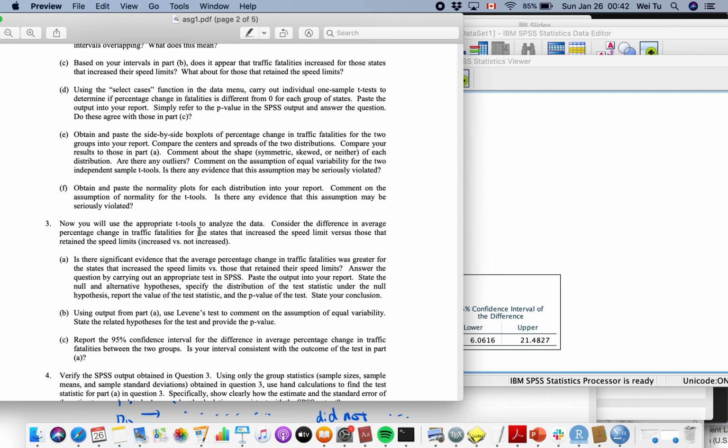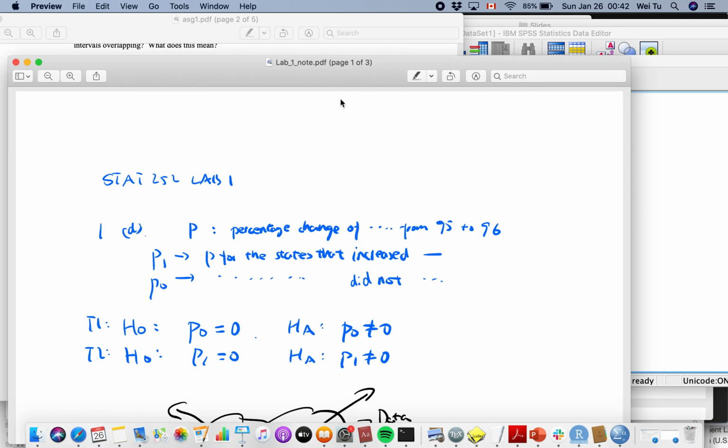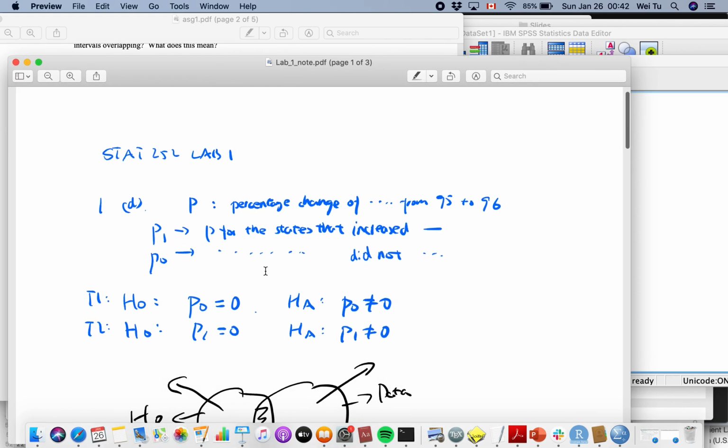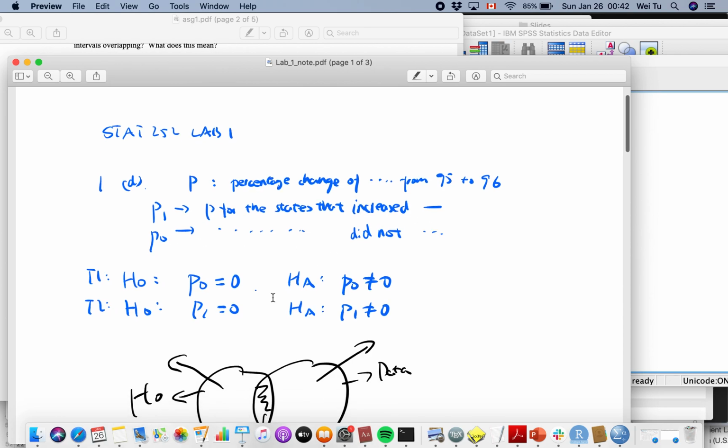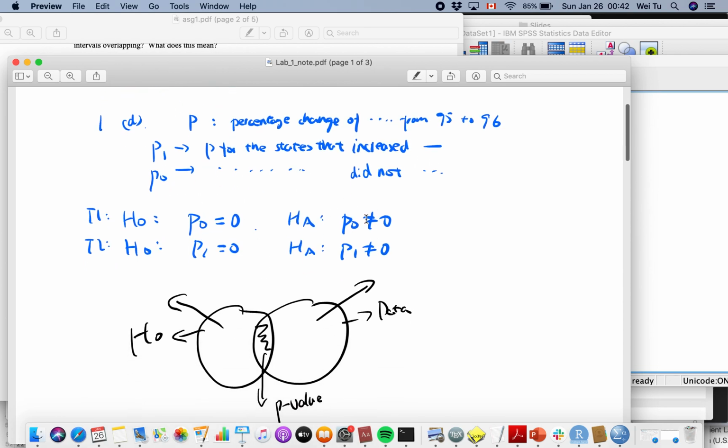So question 3, we're doing some t-tests to compare things. First, 3A asks you to conduct a test to show whether the average percentage change was greater for the yes states versus the no states. So here we're doing hypothesis testing. If we use P1 to represent the states that increased the speed limit and P0 as the ones who did not, that's your hypothesis from question 1D.